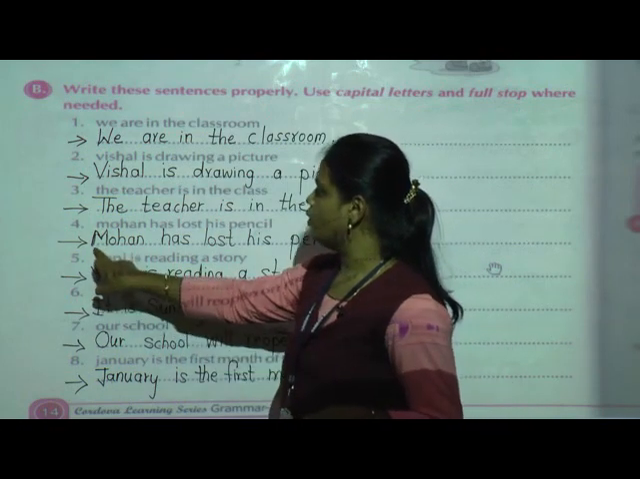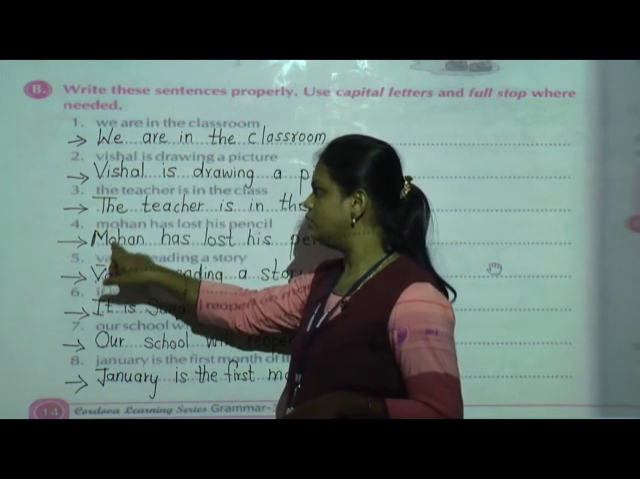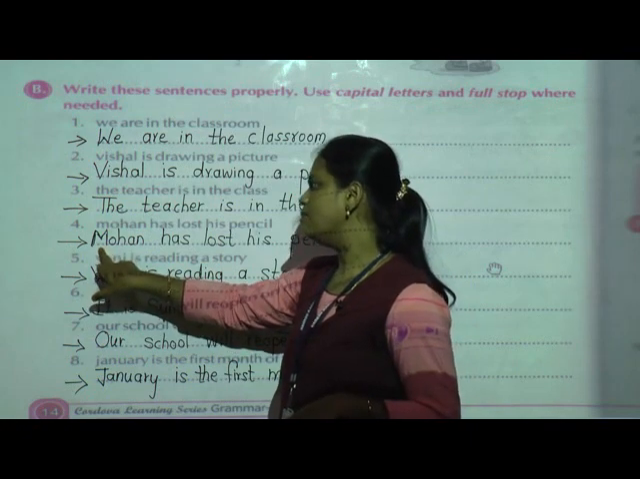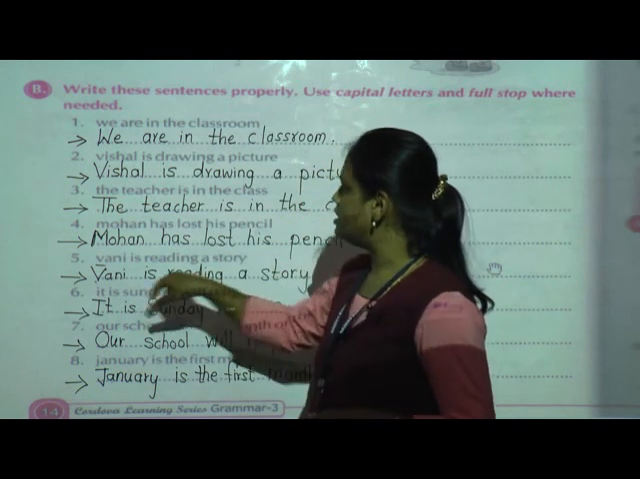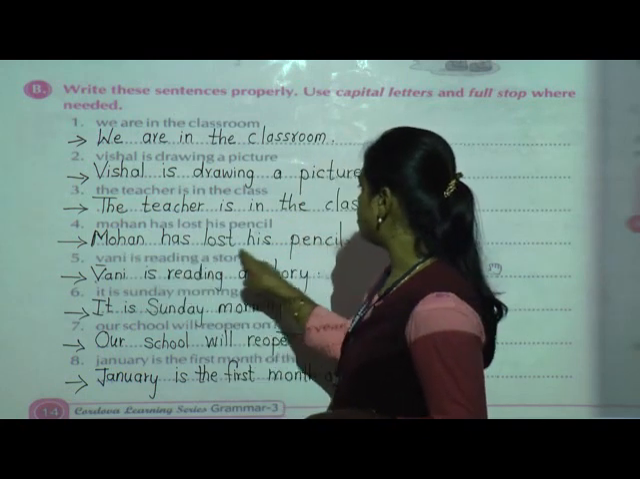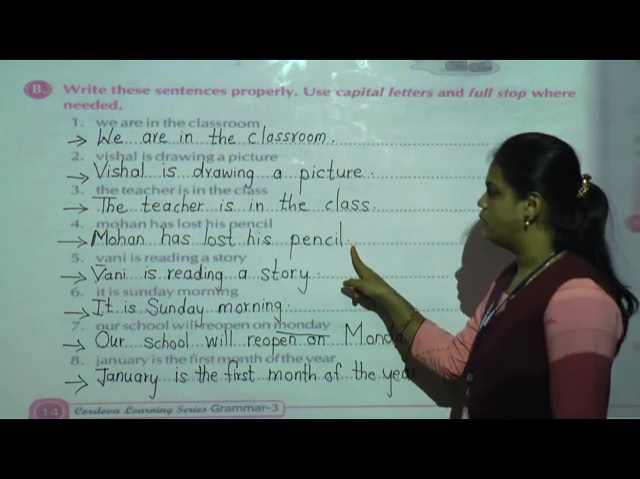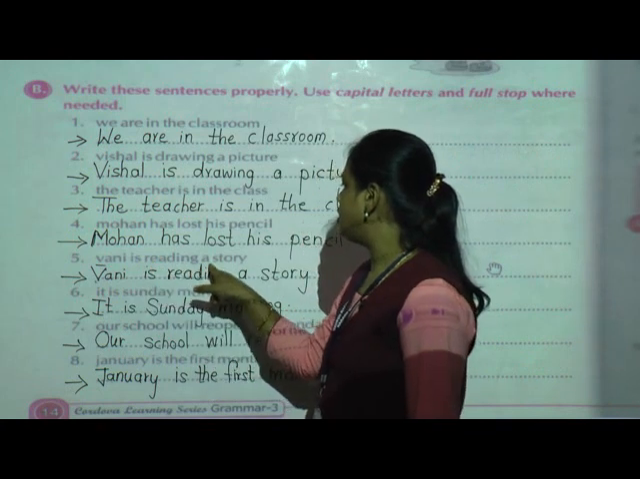Okay, now here Mohan, I have written M in the capital letter because Mohan is given at the beginning. So the sentence formation is like this: Mohan has lost his pencil. Then I have given the full stop. Okay, now the fifth one is: Vani is reading a story.